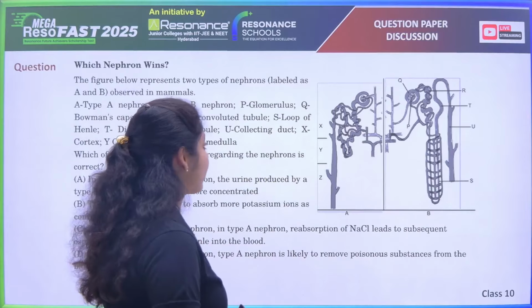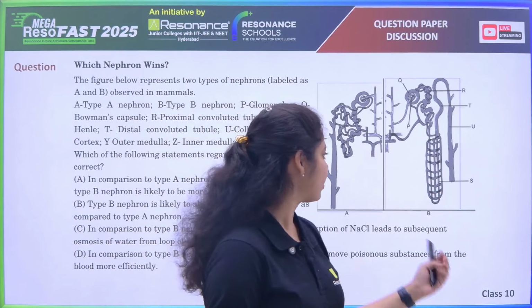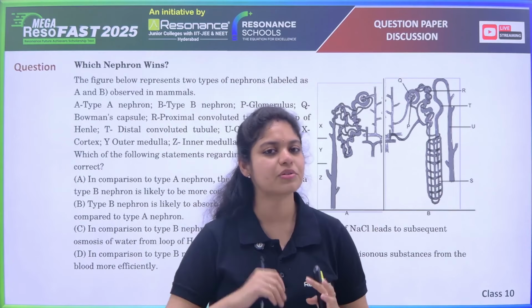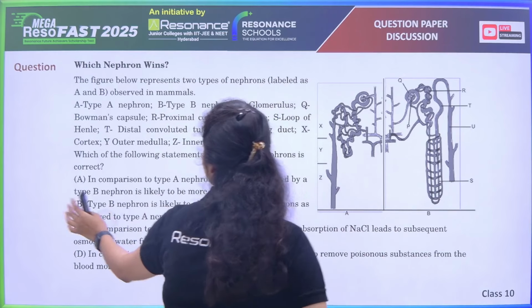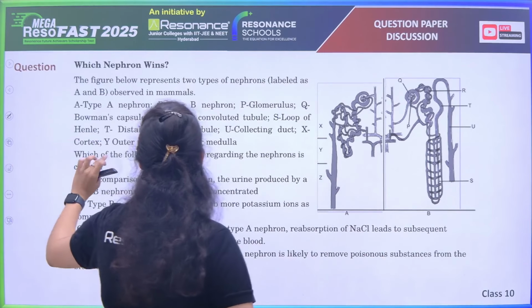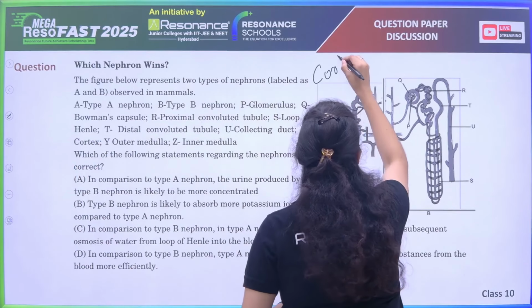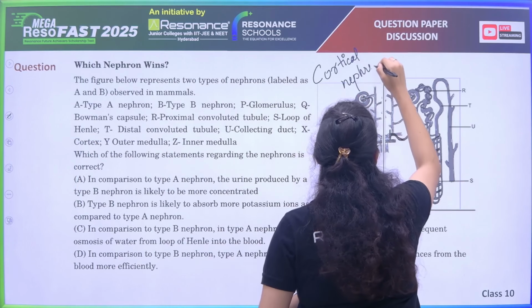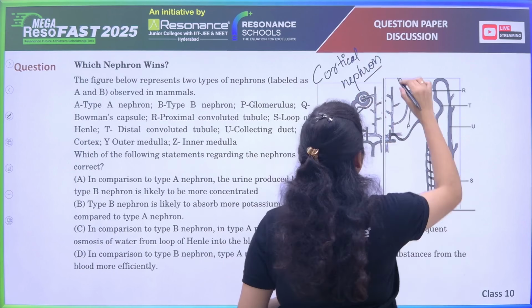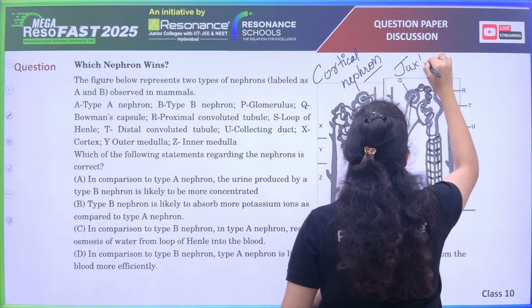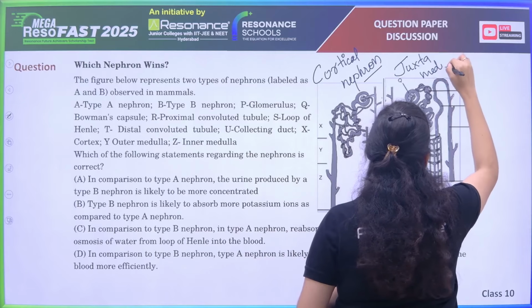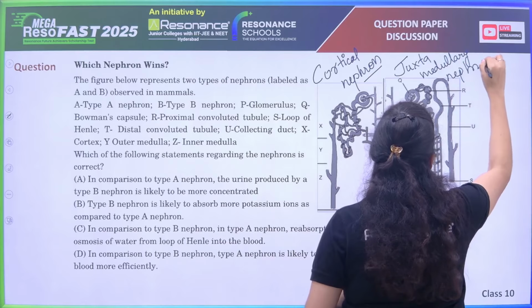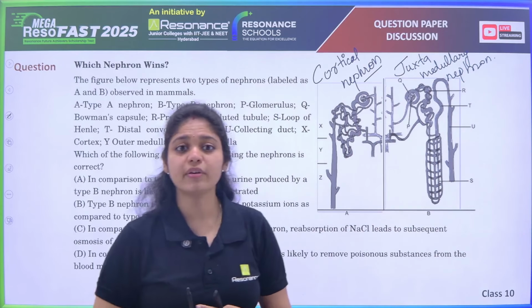Coming to the first question, there is a diagram which is given, A and B. Let us identify the diagrams first before we get into the question. When we see, diagram A is nothing but a cortical nephron, whereas B is a juxtamedullary nephron.